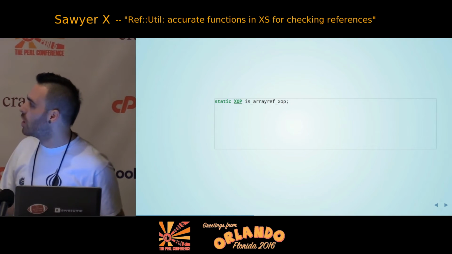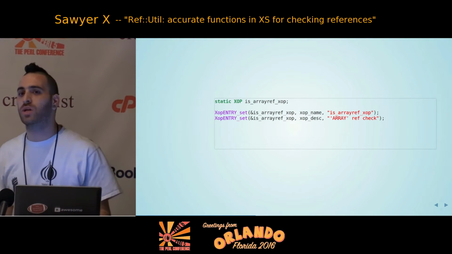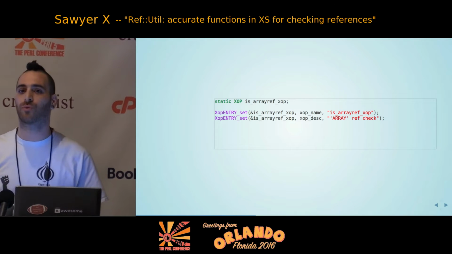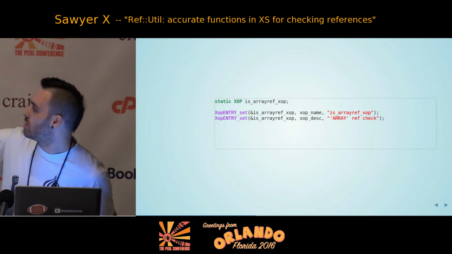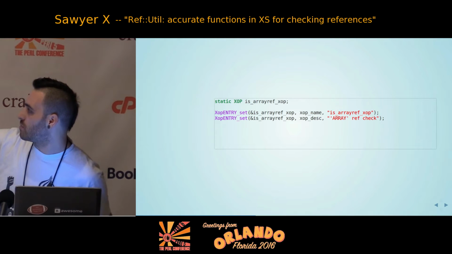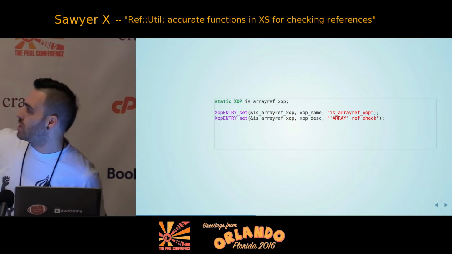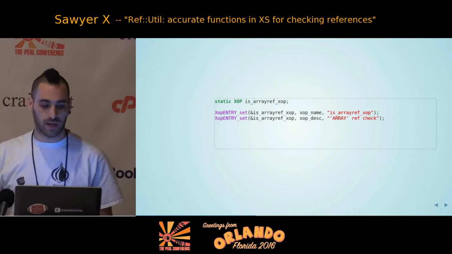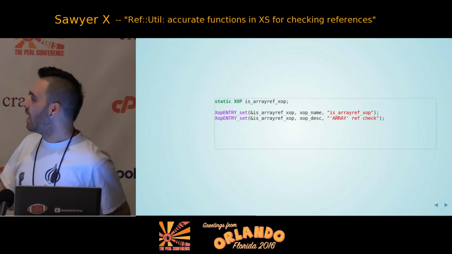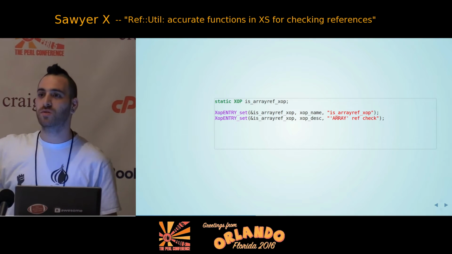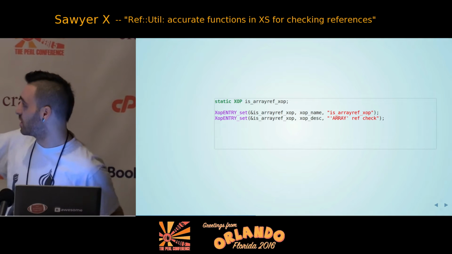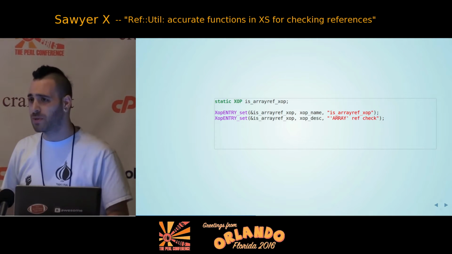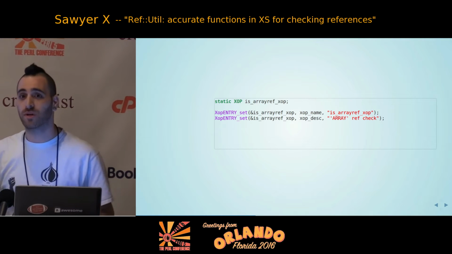So we create a static XOP, we give it a name, and now we call two functions that set values in that XOP to describe the op that we will create, okay? We set the XOP name to isArrayRef and the XOP description to ArrayRefCheck. I'm not very good with descriptions. If anyone would like to submit a patch that gives better naming to this, by all means. The best person to describe your project is not you, it's the person who's using it.